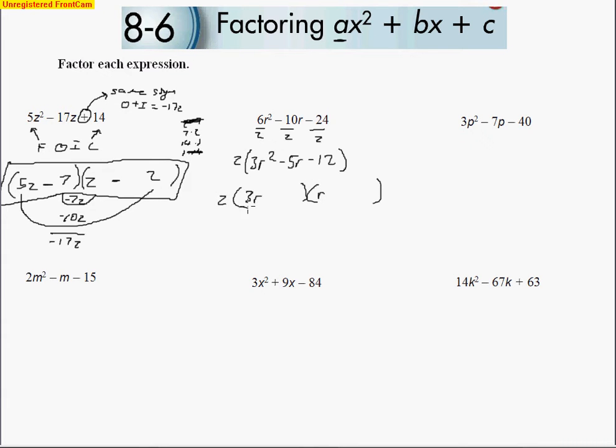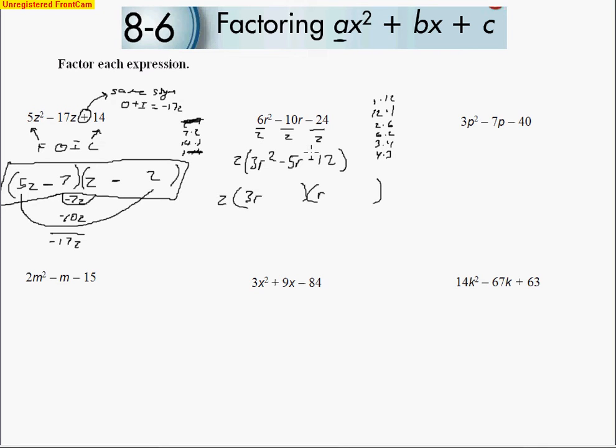I know 3r and r are the only numbers that make 3r squared. So now I need numbers that multiply to make 12. My options are 1 and 12. I've got 12 and 1. I've got 2 and 6. I've got 6 and 2. I've got 3 and 4 and 4 and 3. These are my different options.